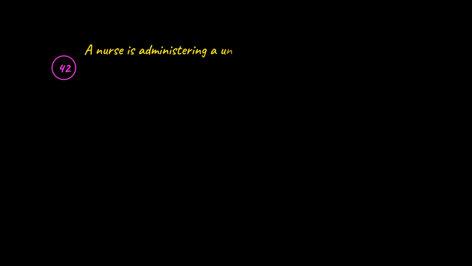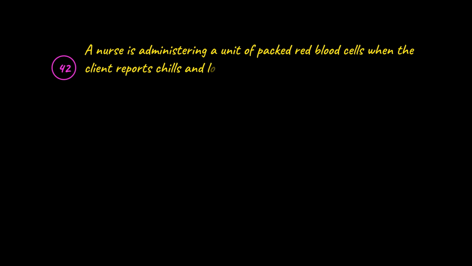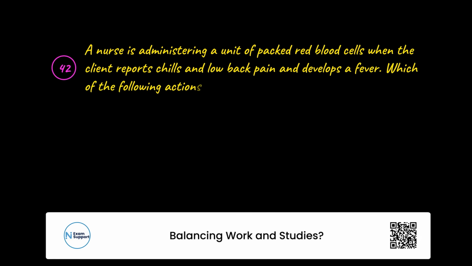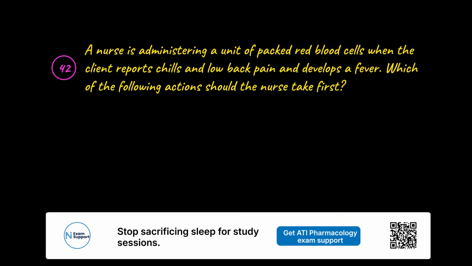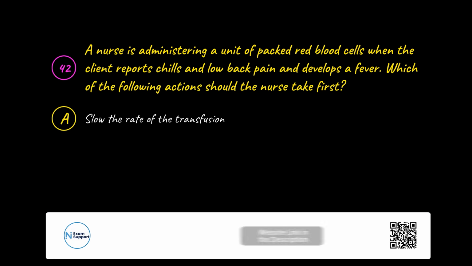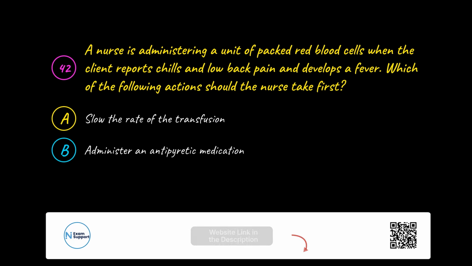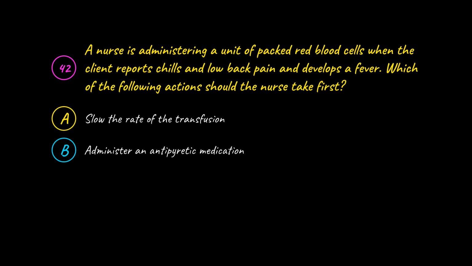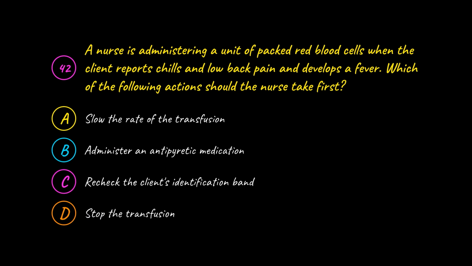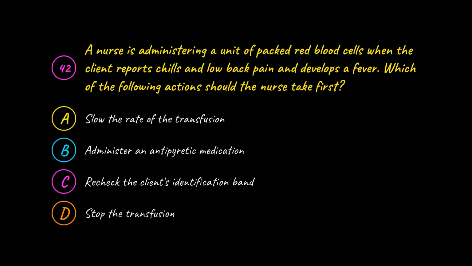Question 42. A nurse is administering a unit of packed red blood cells when the client reports chills and low back pain and develops a fever. Which of the following actions should the nurse take first? Your options are A. Slow the rate of the transfusion. B. Administer an antipyretic medication. C. Recheck the client's identification band. D. Stop the transfusion. Take a second. Which answer would you pick?